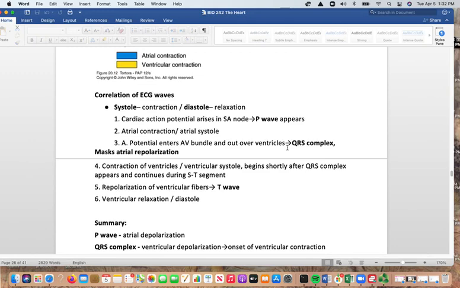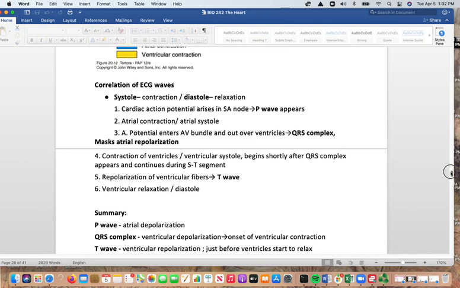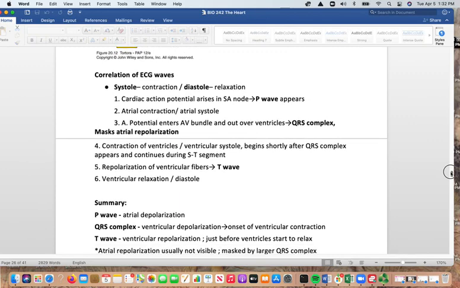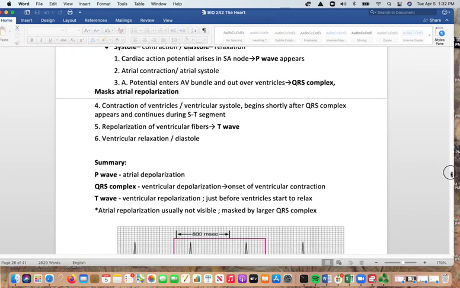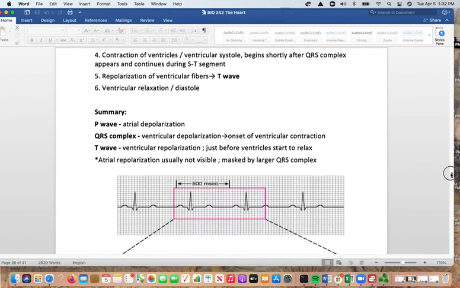So the QRS complex will be going on at the same time that the atria are starting to repolarize. It just masks that electrical activity. When we have contraction of the ventricles, this will start shortly after the QRS complex appears, and that's going to go throughout the ST segment. Then when we have the ventricular fibers repolarize, we'll start to see the T wave. And then following the T wave, we have ventricular relaxation or diastole.